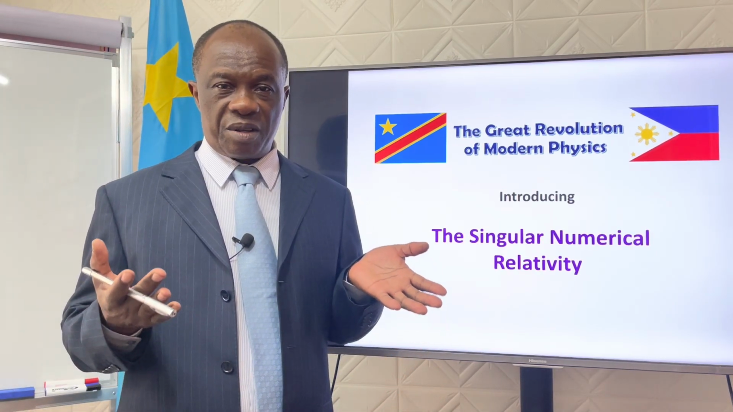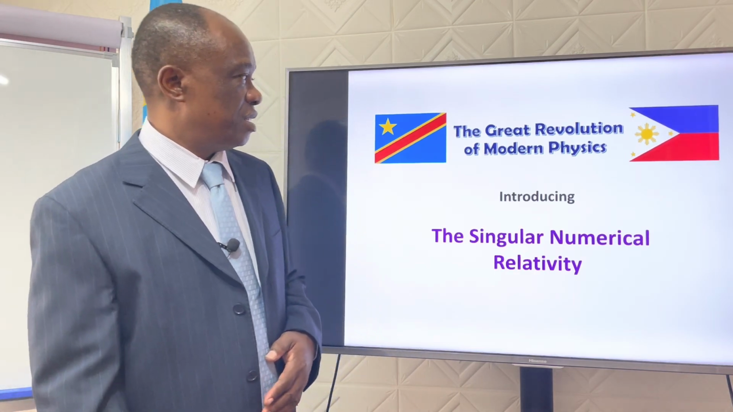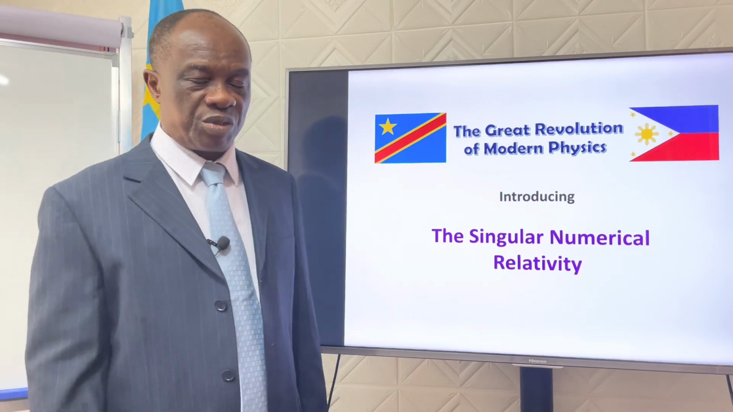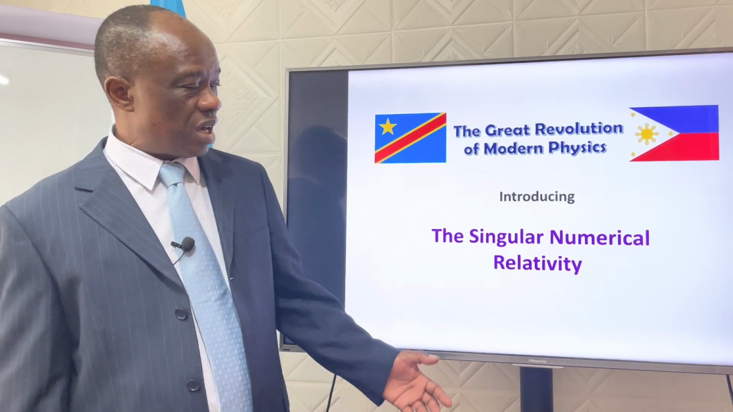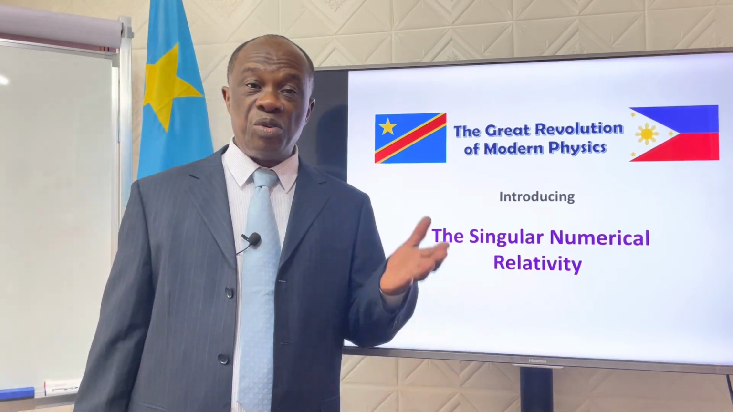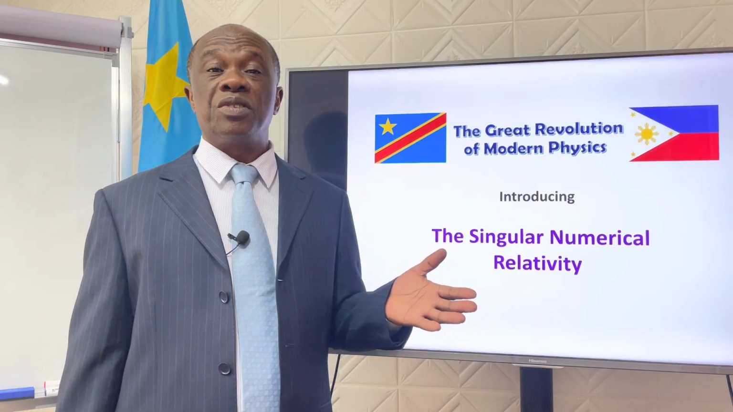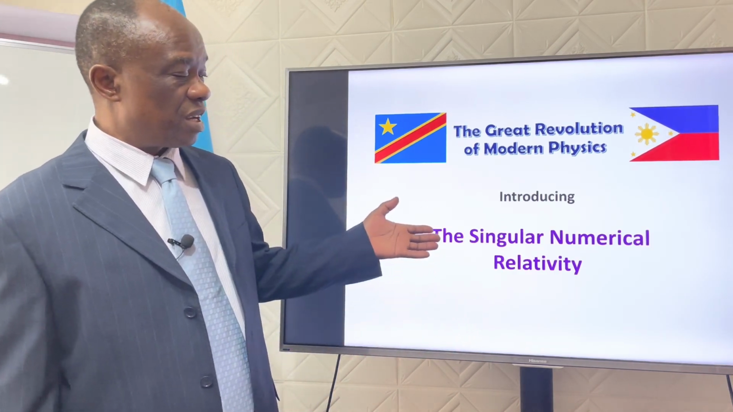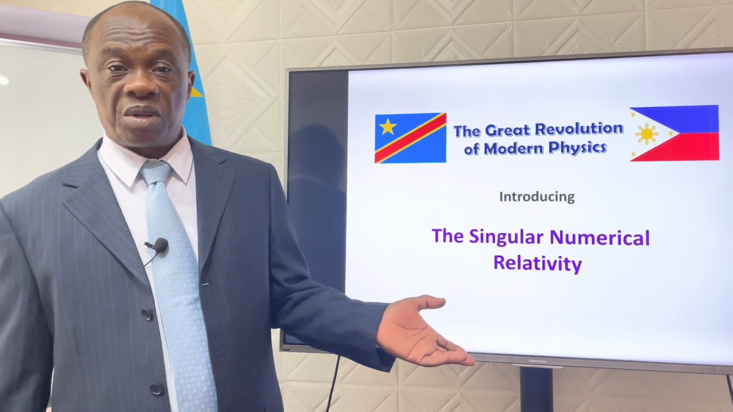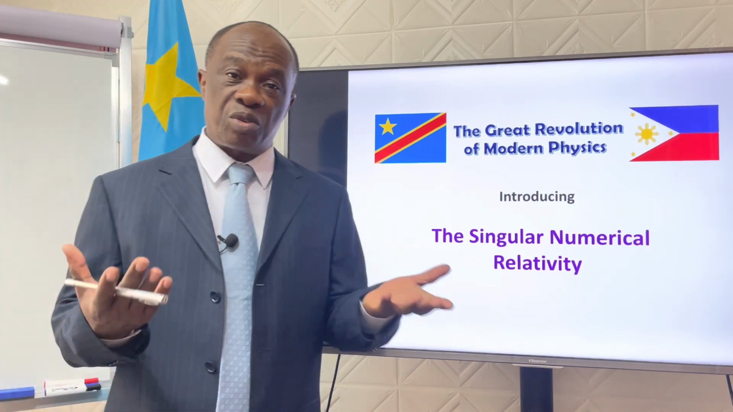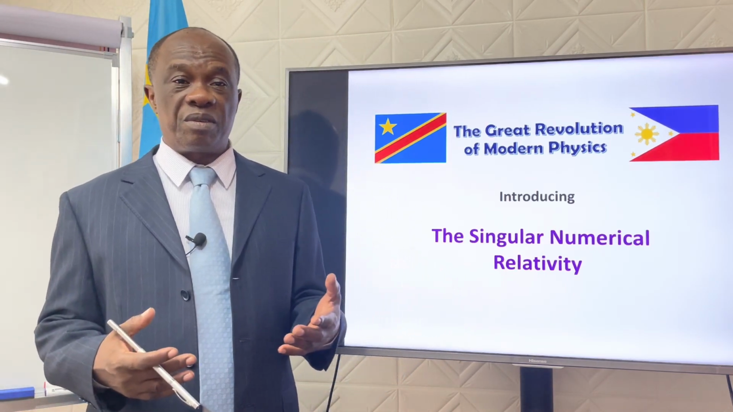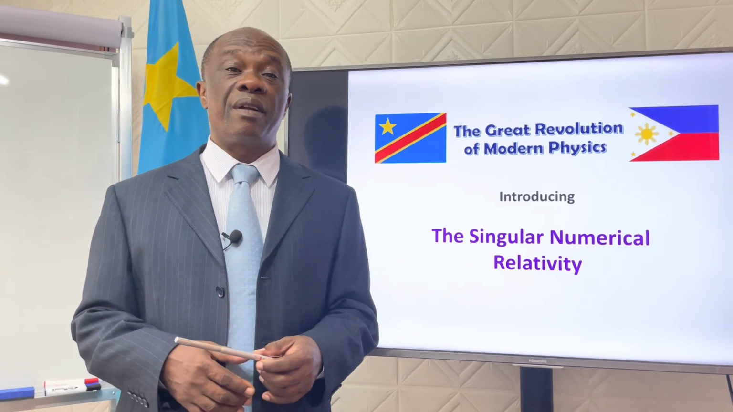Welcome to the continuation of our series of lectures on the great revolution of modern physics. Actually, we are talking about the new theory of relativity we call the singular numerical relativity. And here, last time when I gave the introduction, I explained that numbers are relative.